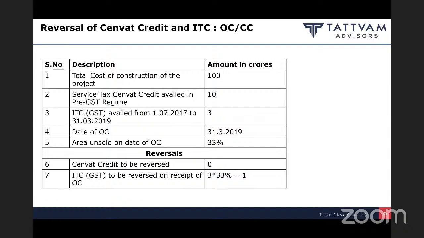Now, practically what happens is that in our example, we received the OC on 31st March 2019, but you will receive services even after 31st March 2019. Contractor bills start coming, etc. So whatever services you receive after this date, you are still eligible to take the credit in proportion to the sold area. However, at ground level, the DGGI is disputing it, but it is a very good case to argue that the credit will be available even for services received after OC, in respect of the sold area.